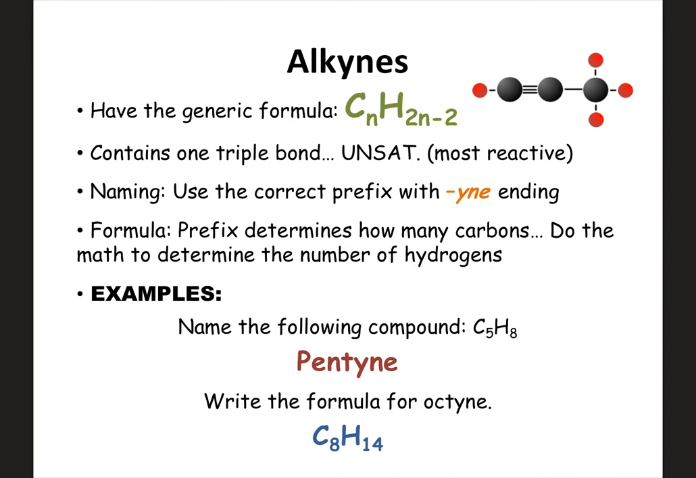These guys are going to end with yne. As soon as you see a name that has yne, you know that it's going to have a triple bond in it. It's going to be an alkyne. Obviously, to do the formula, the prefix tells you how many carbons, and then based on the yne ending, you do the math, times 2 minus 2 to get the number of hydrogens. 2 more examples here for you to see. Make sure you're good with this. Definitely understand that the alkynes are the most reactive. They have that triple bond, and the hydrogens are times 2 minus 2.